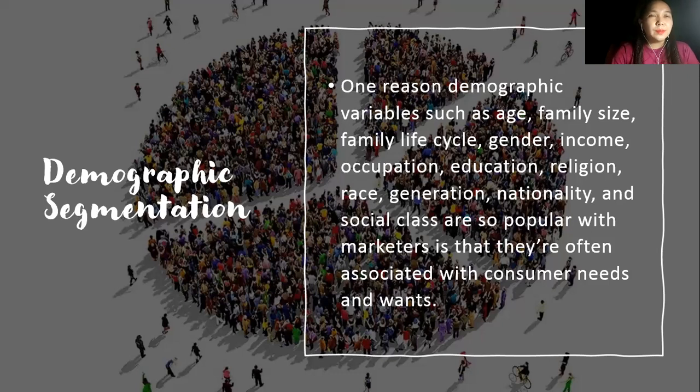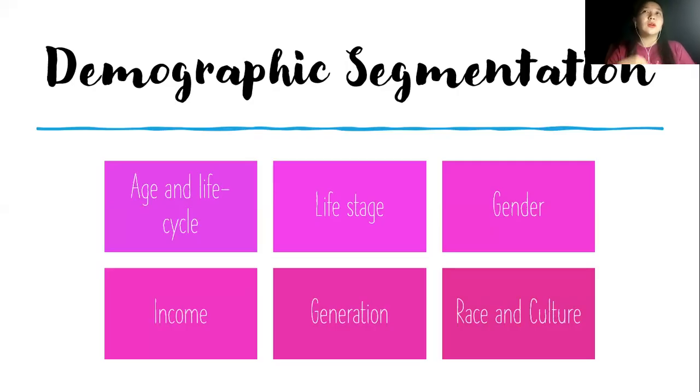Okay. So basically, we will be discussing the different demographic variables. So hindi lang ito yon, pero these are the major na makikita natin. So first is yung age and life cycle. So basically, different ages have different preferences. So, pwede mong hatiin na 0 to 20, 21 to 39, 40 to 59, ganyan.